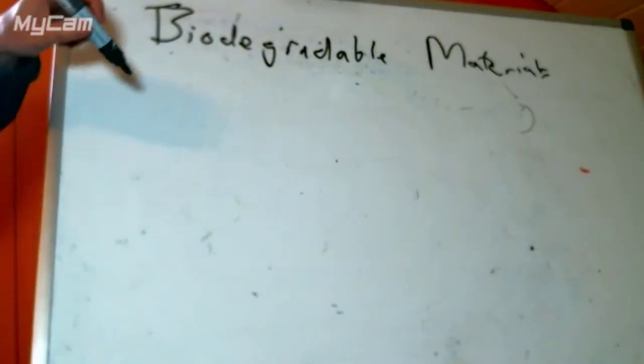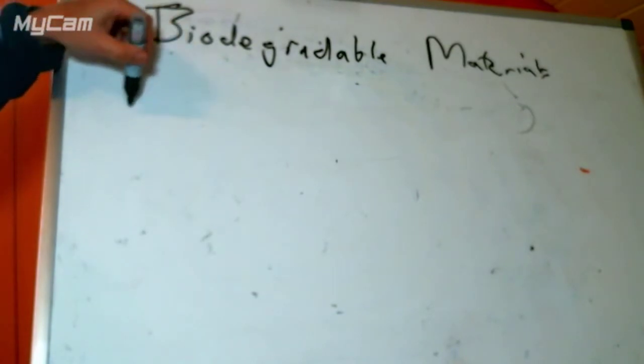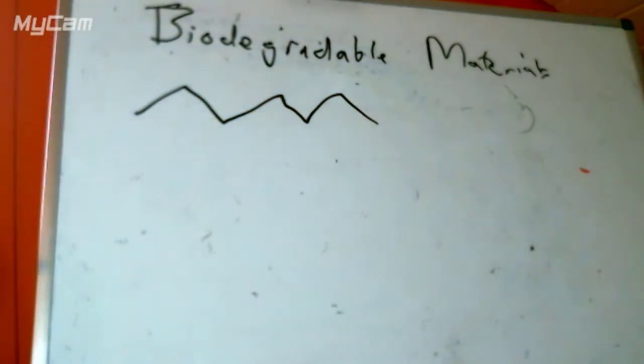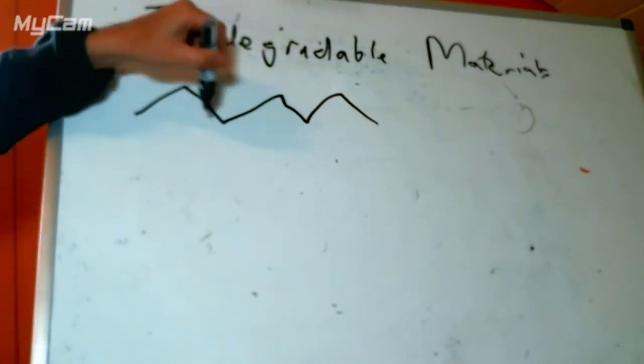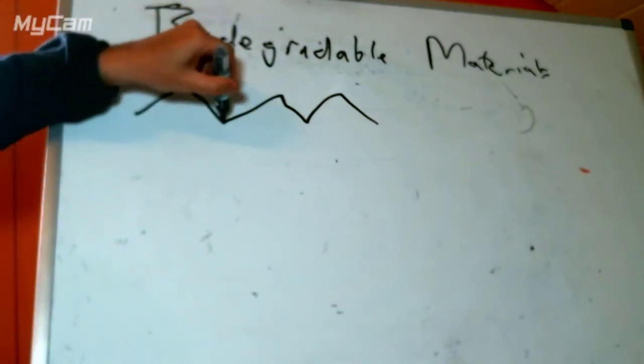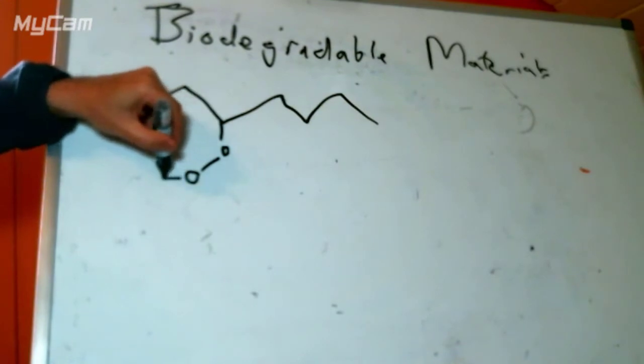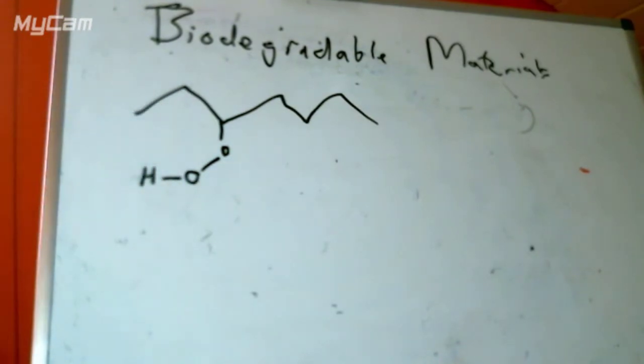I would like to continue from last time, so let's have a quick recap. We had a chain molecule like this, and there was a reaction with oxygen. It was a special type of oxygen that generated a peroxide on the side of the chain.